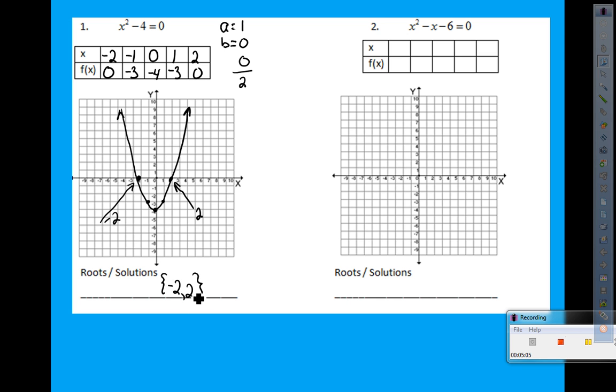And you could switch these. Traditionally I try to put the lower number on the left, but you don't have to. So -2, 2, there's the roots. I'm all done with number 1.